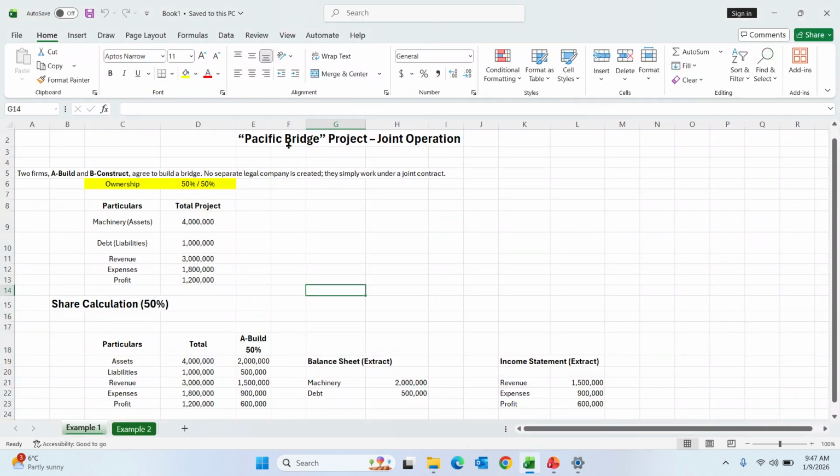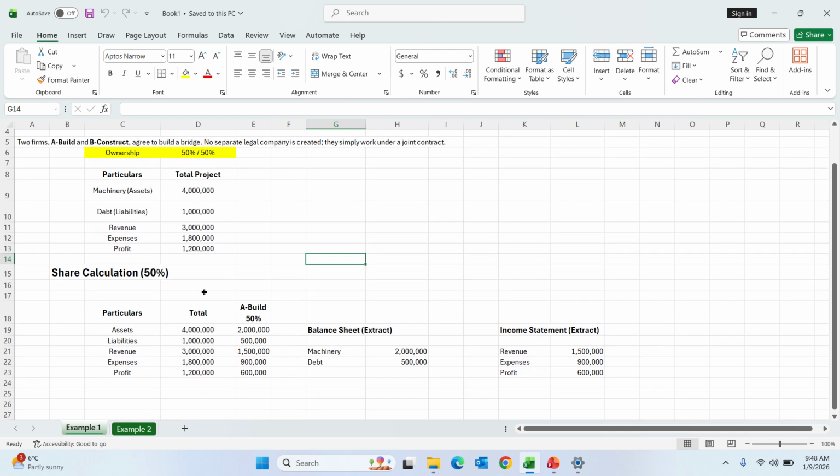Here I have taken the example of a Pacific Bridge project. The scenario is that two firms, A Build and B Construct, agree to build a bridge. No separate legal company is created. They simply work under a joint contract. They have decided that ownership of the bridge will be 50-50%. What are the particulars of this project? Machinery assets worth 4 million, debt liabilities worth 1 million, revenue 3 million, expenses 1.8 million, profit 1.2 million.